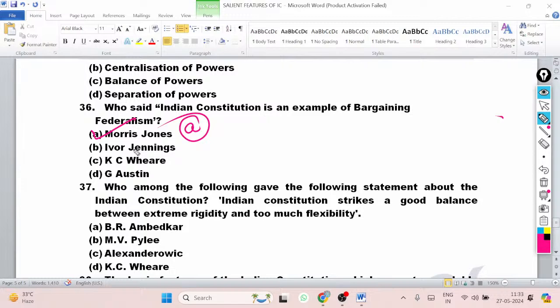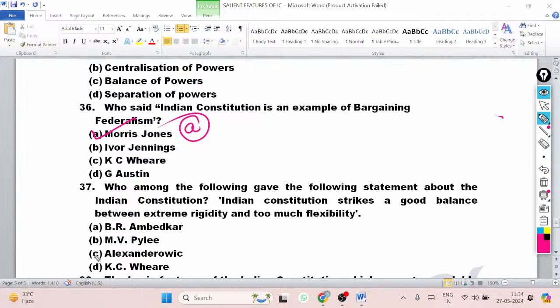Okay, who among the following gave the following statement that the Indian Constitution strikes a good balance between rigidity and flexibility? So it strikes a balance between flexibility and rigidity. Okay, that is also said by Casey, that is Casey Hoyer, and also Alexander.